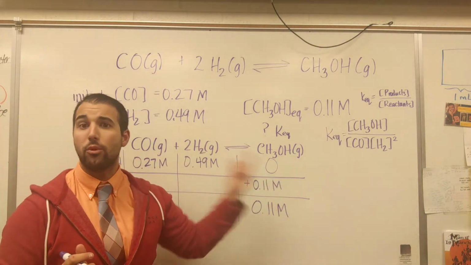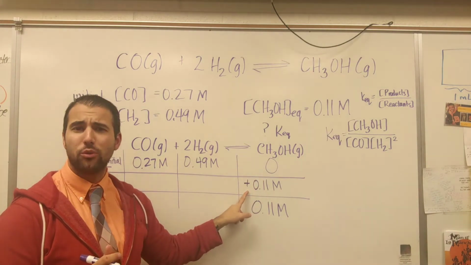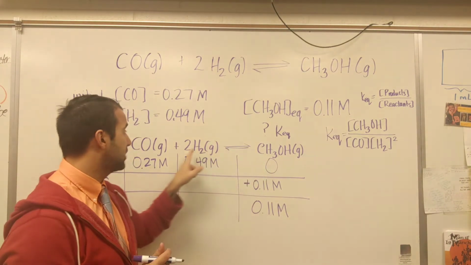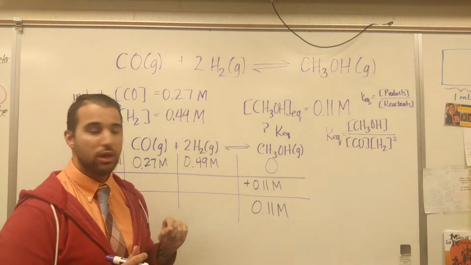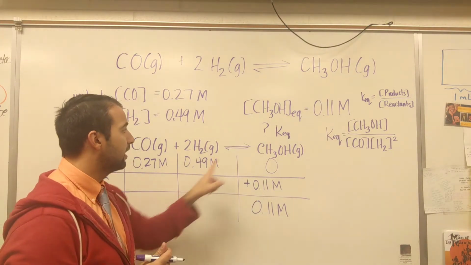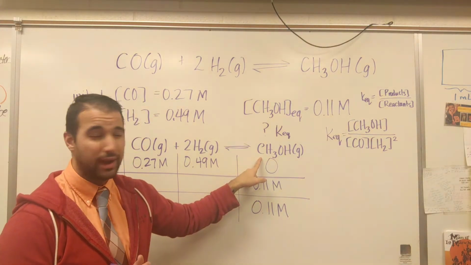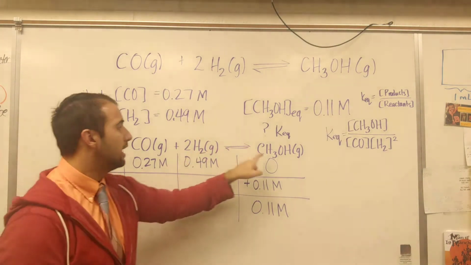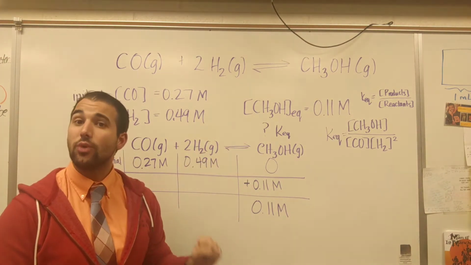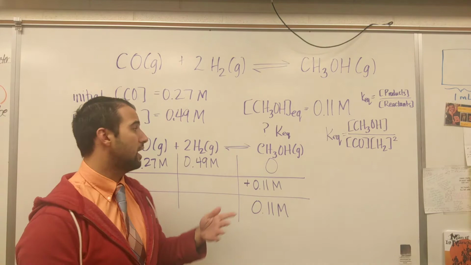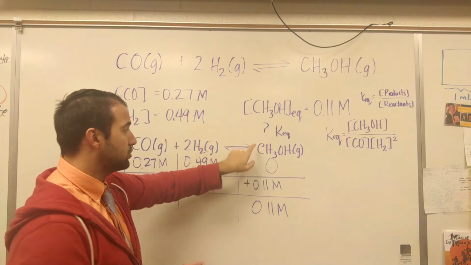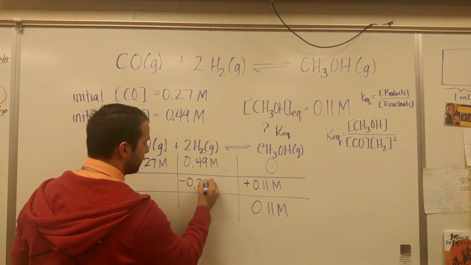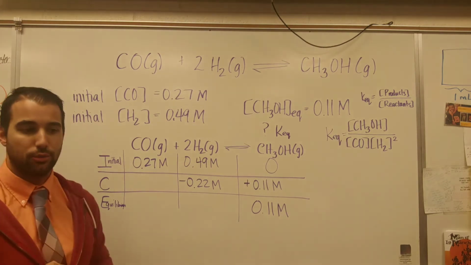Now I got to use my mole to mole ratios. So if I made 0.11 molar of CH3OH, my mole to mole ratio of CH3OH to H2 is 1 to 2. So whatever I get here, I double that here. For every 1 mole of CH3OH, I have to double how much H2 I either make or I use. It's a 1 to 2 mole ratio. If you don't know how to set that up now, you're going to have to ask me for some extra help. So for every 1 mole of CH3OH, I get 2 moles of this. So for every 0.11, I must have used 0.22 molar of H2.